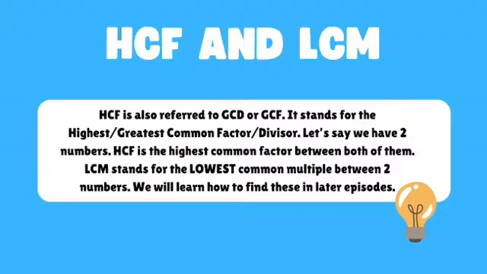Let's say we have 4 and 6. 2 is a factor for both of them, and it's the highest factor. If you see all the factors and see which ones are common, 2 is the highest one. It's actually the only common factor except 1, but you don't count 1, unless the numbers are prime, but that's for later. So HCF is the highest common factor between both of those numbers. And LCM stands for the lowest common multiple. LCM is the lowest one out of the common multiples between two numbers. And we will learn how to find the HCF and LCM in later episodes.